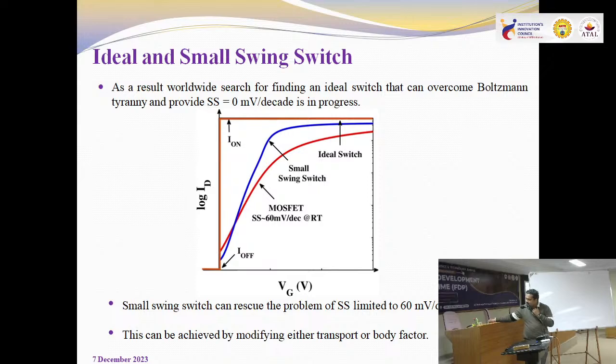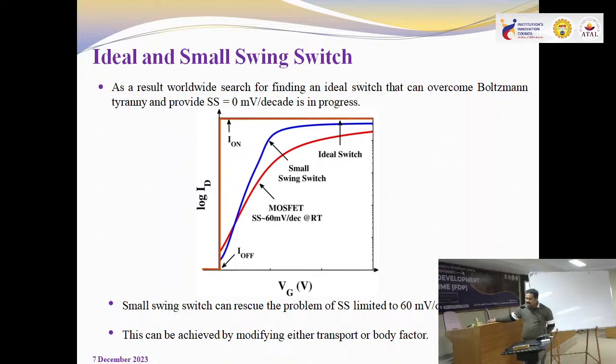So you can see this characteristic. On the y-axis I have log ID, on the x-axis I have gate voltage. And this characteristic, if you are able to see it, I think it is the brown color characteristic.